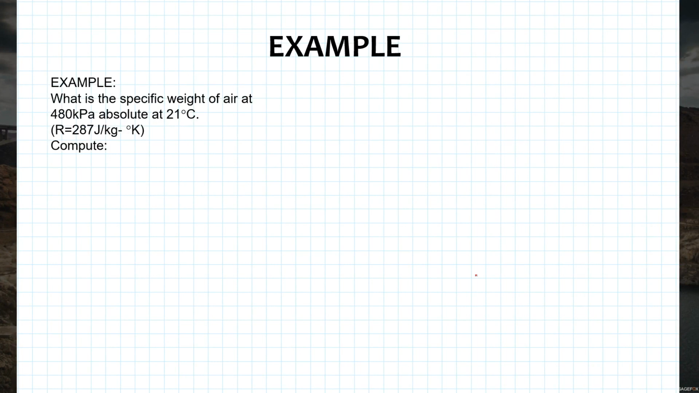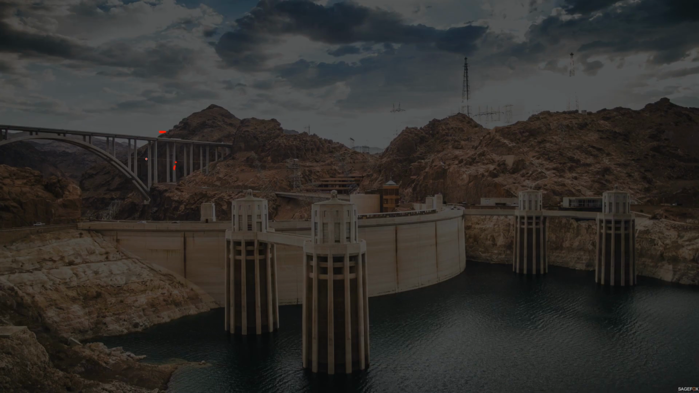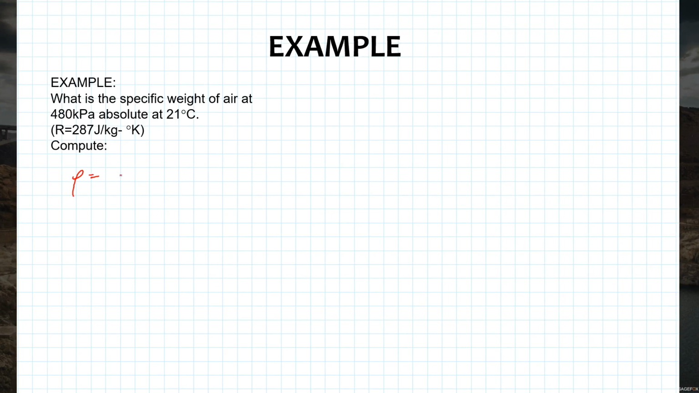Another example. What is the specific weight of air at 480 kilopascal absolute at 21 degrees Celsius? Then we have the constant of 287 joules per kilogram degree Kelvin. So we will be using the ideal gas law here with the formula of rho, or the mass density, equals P over RT.